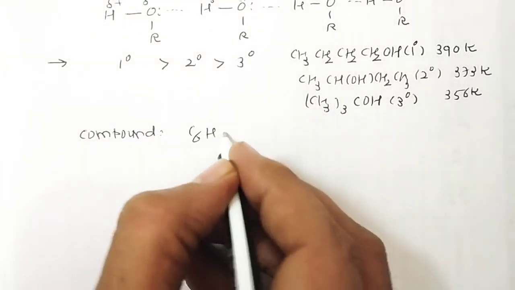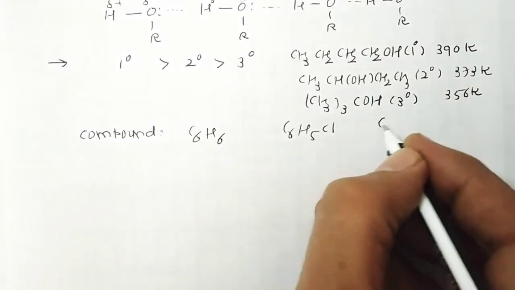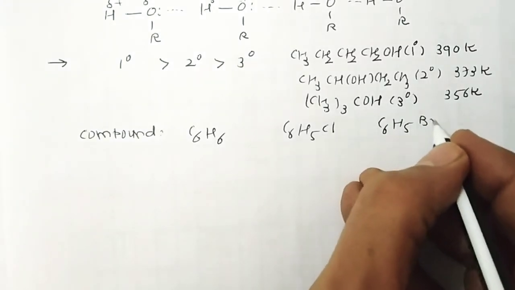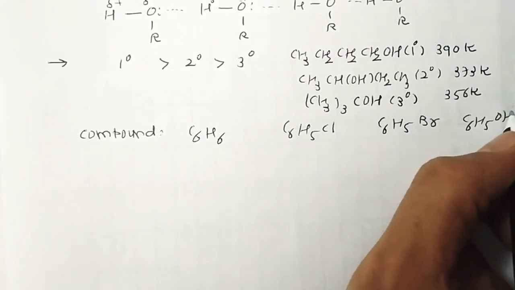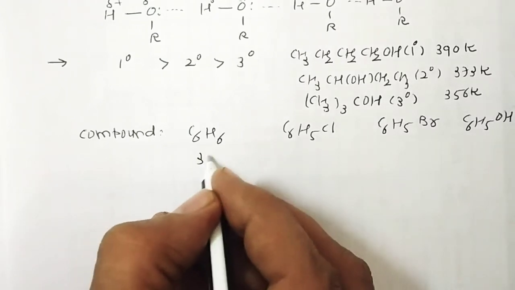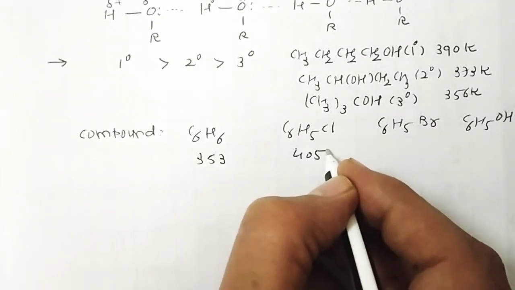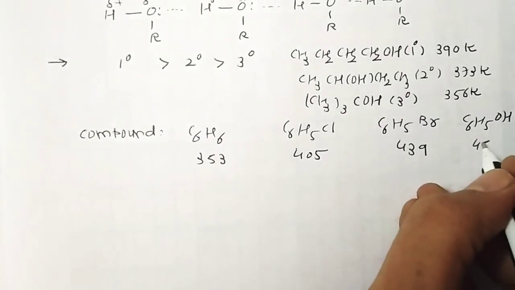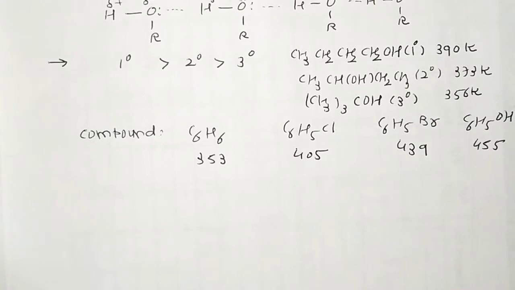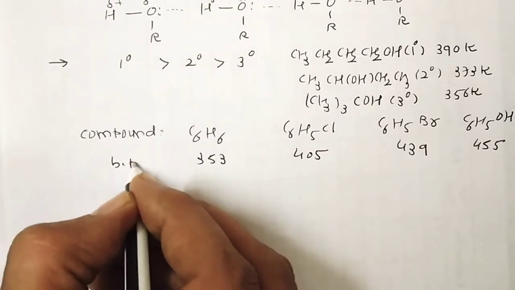Same way, if I display the compounds, it's a benzene. So this is C6H5Cl, a chlorobenzene. Same way, C6H5Br is a bromobenzene and C6H5OH is a phenol. Here the boiling point is 353, while in this case it is 405. Next one is 439 and 455. This is again due to the reason that phenol, like alcohol, also forms intermolecular forces.